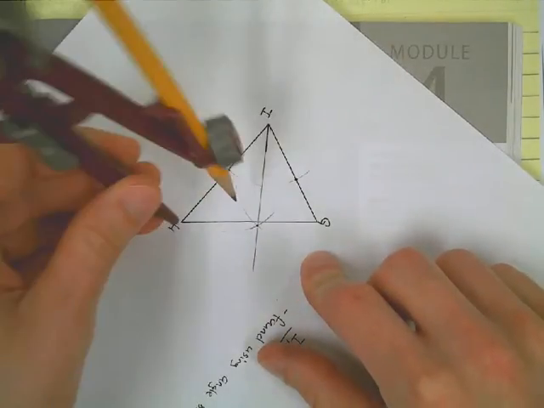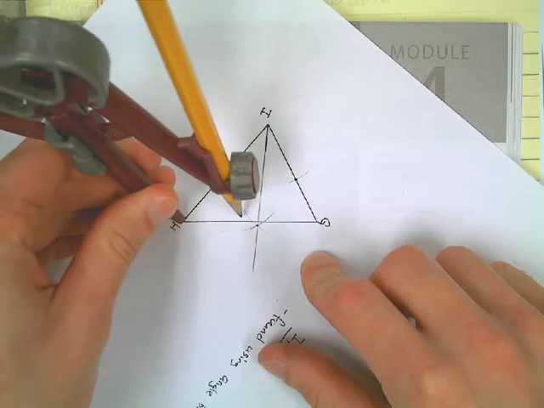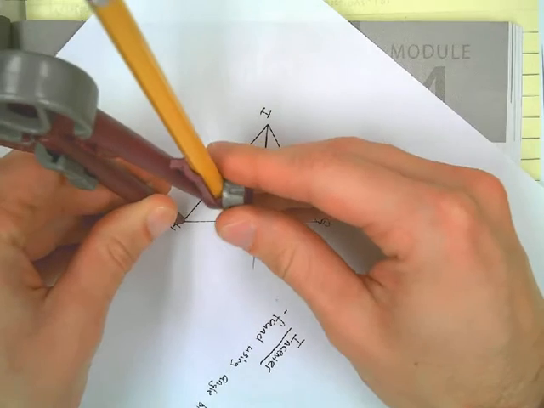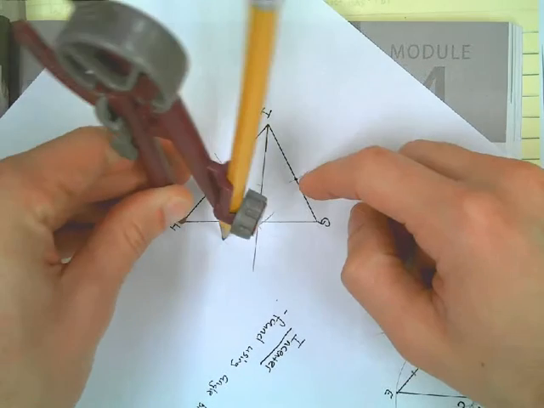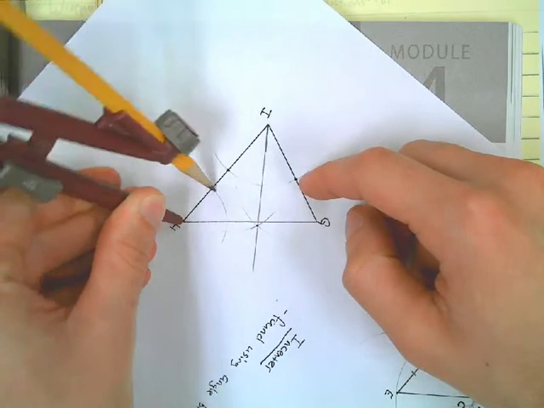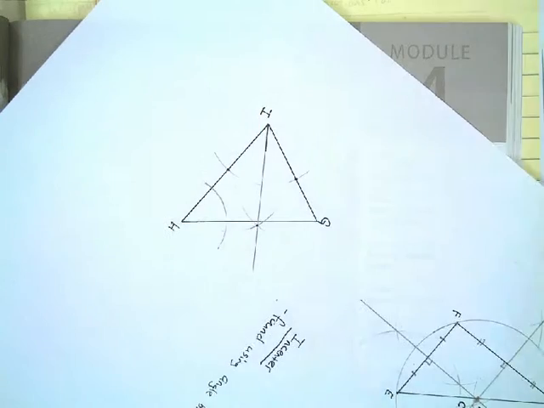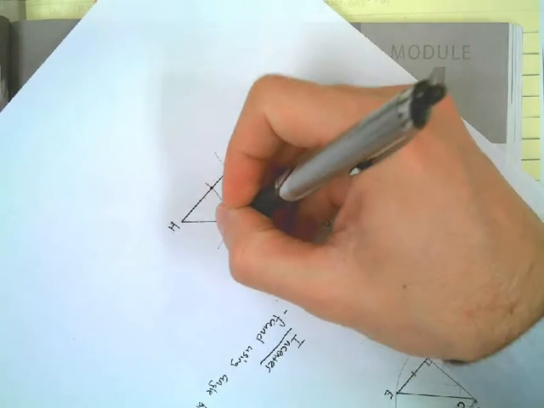Can you make it smaller? You can adjust your compass size if you want to. I'm going to make mine a little bit smaller because it looked like it was going to interfere with some of these other markings here. I'm going to make the arc. Okay, so it creates these 2 points now. Can we just make it bigger? If you want to make it bigger, that's fine too.